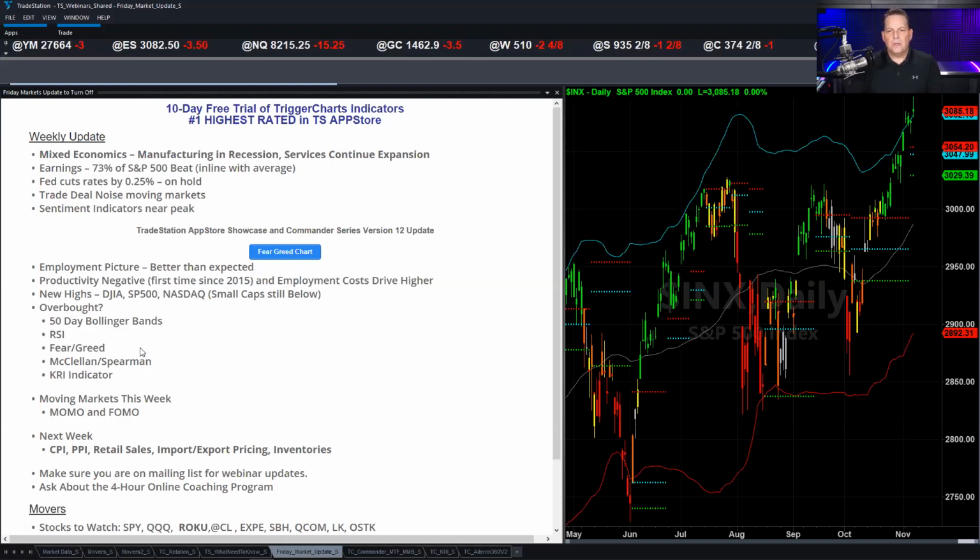New highs on the Dow Jones Industrial Average. New highs on the S&P 500. New highs on the NASDAQ. Ooh, it's a big party, except for the small caps. Small caps aren't participating. They're participating a bit on the upside, but nowhere near their all-time high.